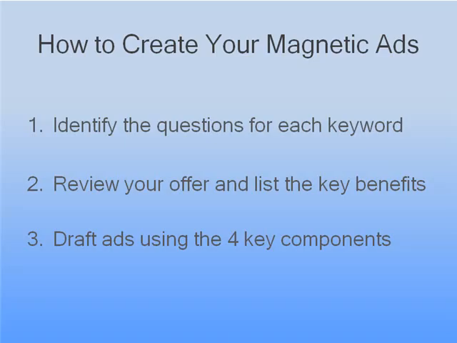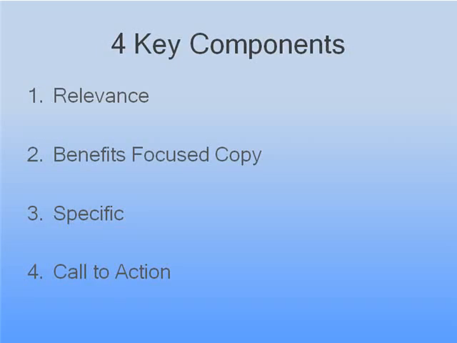So in our dentist example, if your offer is free teeth whitening for new patients and the keyword is dentist in New York City, then the key benefits might be free appointment, clean teeth, whiter smile, and any other benefits you listed in your offer. The third step is to draft your ads using the 4 key ad components, which we'll talk about now. Magnetic ads typically have the following 4 key components: relevance, benefits-focused copy, specific, and call to action. Now let's go through each one in more detail.